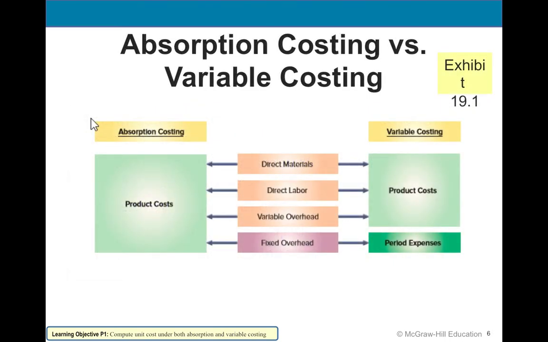Like I mentioned earlier, absorption, like the name says, absorbs everything: materials, labor, variable overhead, and fixed overhead. Variable costing doesn't ignore fixed overhead, it just treats it differently. The only things we want in the product cost are the actual things you need to make the product: your direct materials, direct labor, and variable overhead. The fixed overhead portion becomes a regular period expense, just like a monthly routine expense.